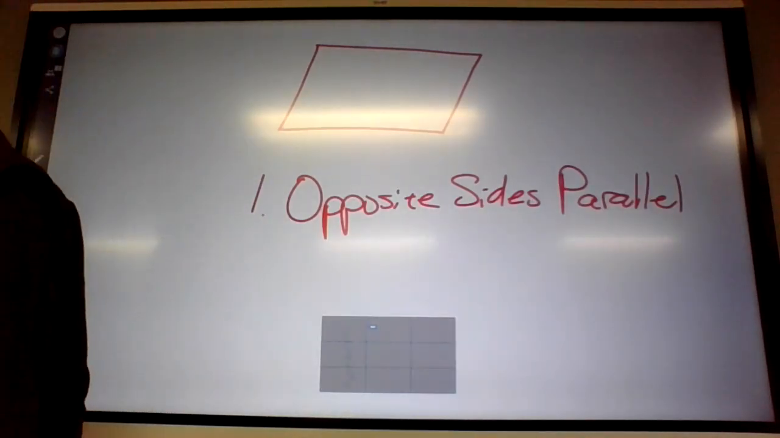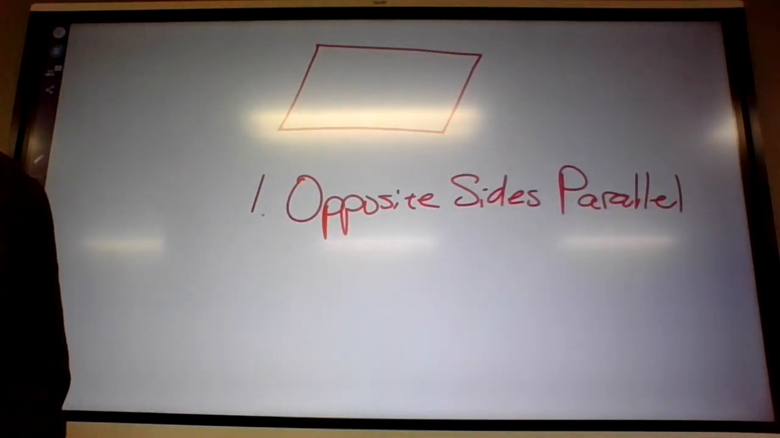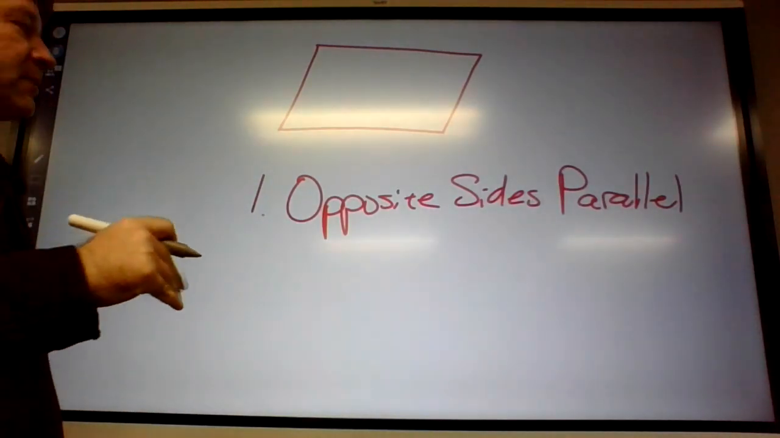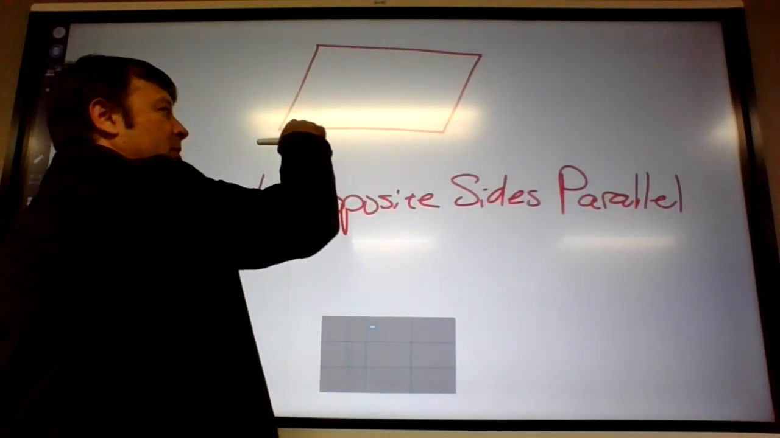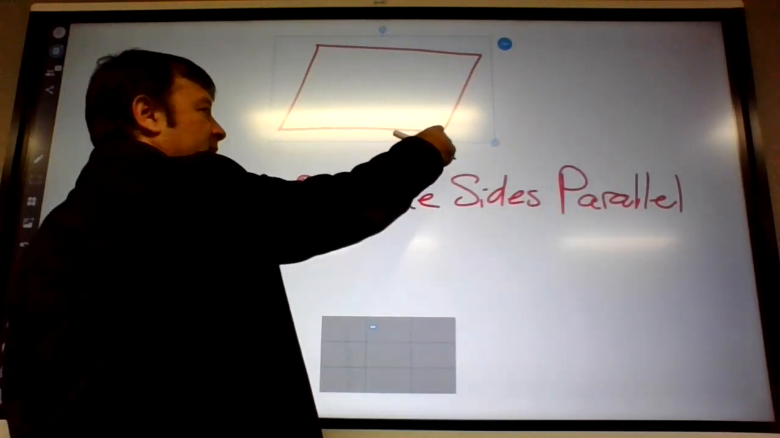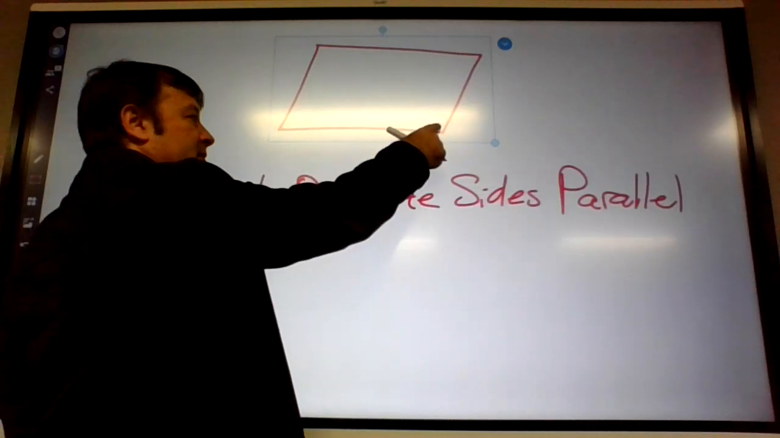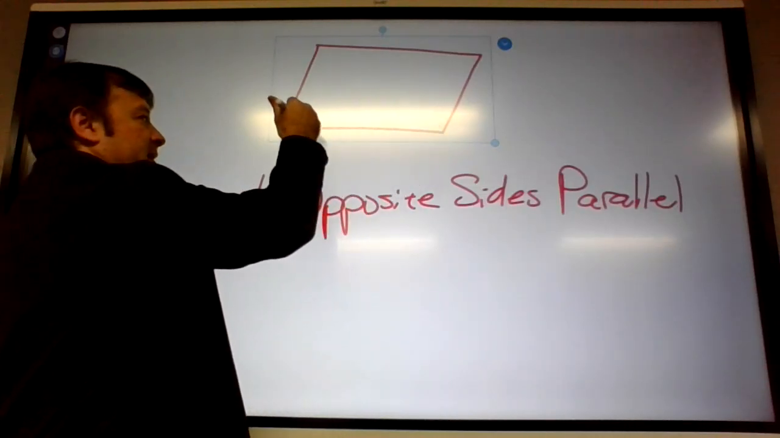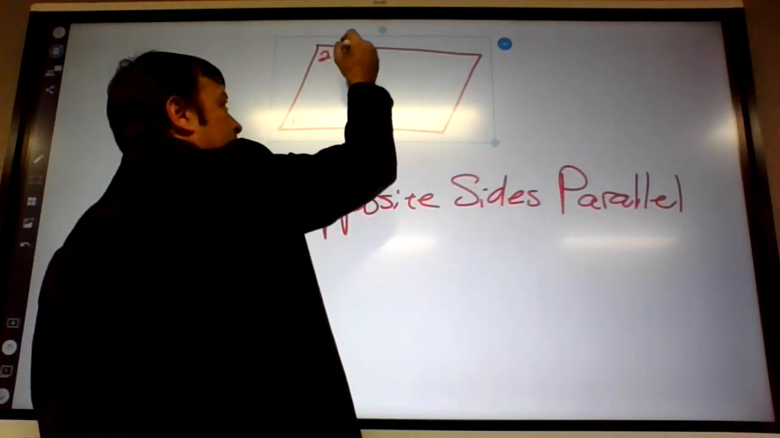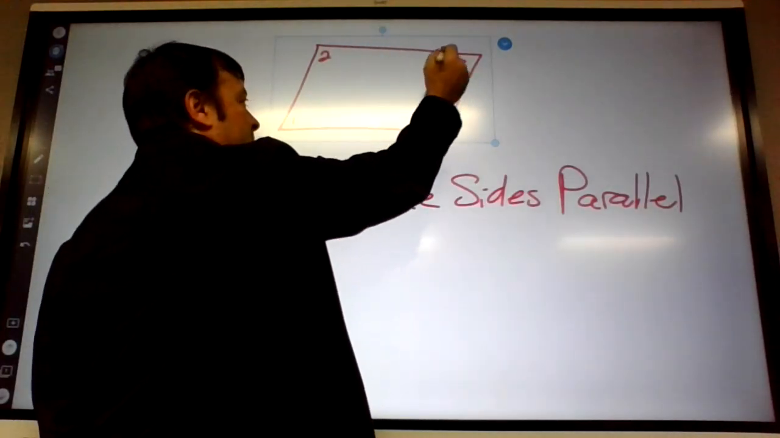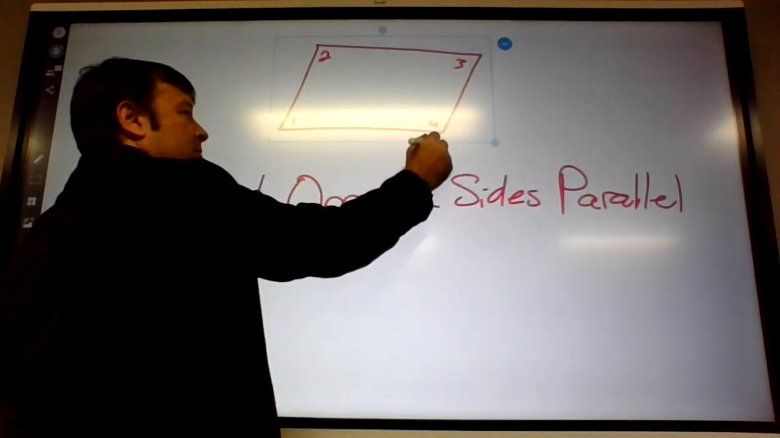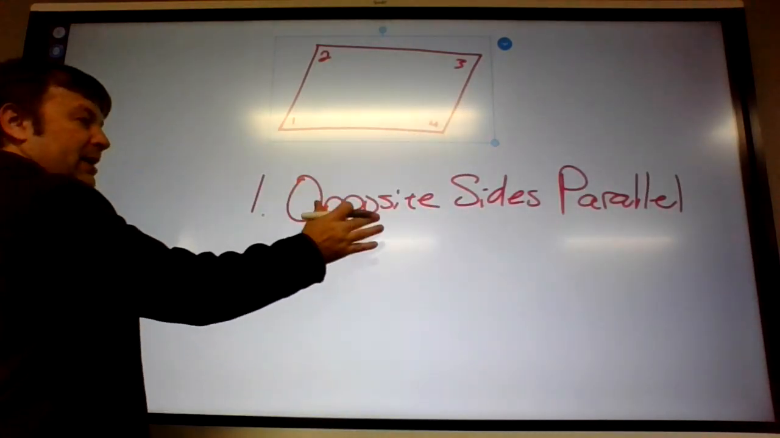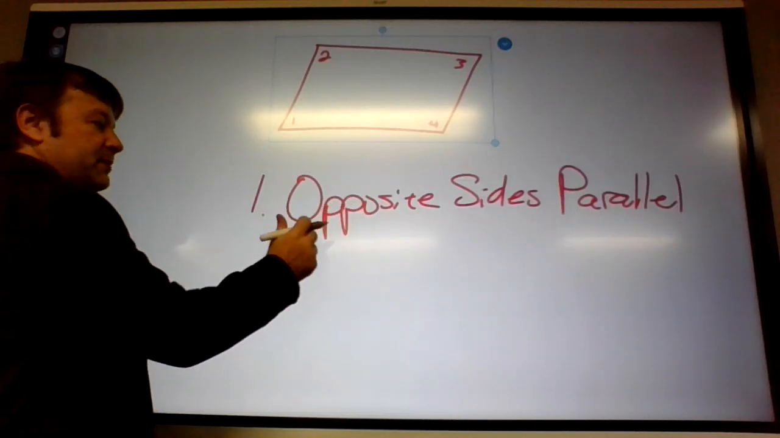Like across the way, like you're looking across the lake, across the street, whatever. Opposite. What did we call it when it's next to each other? Like these two angles are next to each other. Consecutive. So angles 1 and 2 are consecutive, but angles 1 and 3 are opposite, or 2 and 4. Anyway, opposite sides are parallel. That's the definition of a parallelogram.